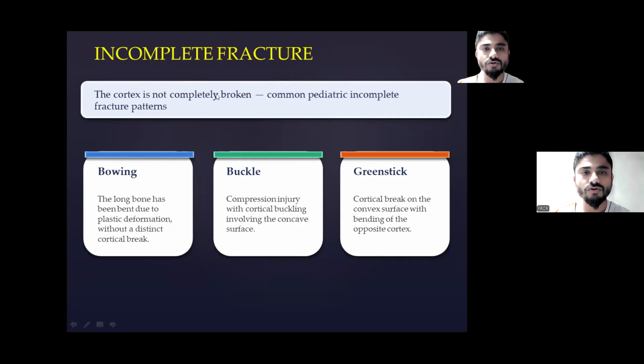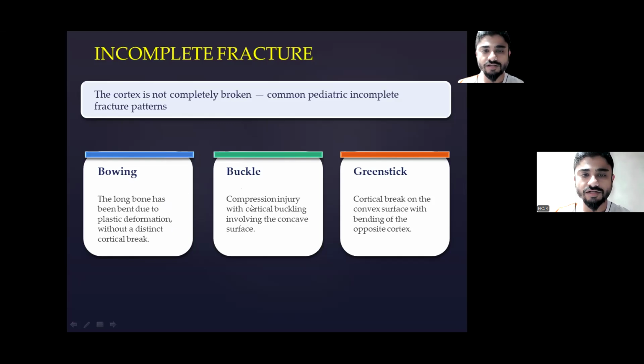In an incomplete fracture the cortex is not completely broken. It is commonly seen in the pediatric age group because the bones are malleable. There are three kinds of incomplete fracture: first is the bowing fracture, second is the buckle fracture, and third is the greenstick fracture. You should know how to differentiate a buckle fracture from a greenstick fracture.